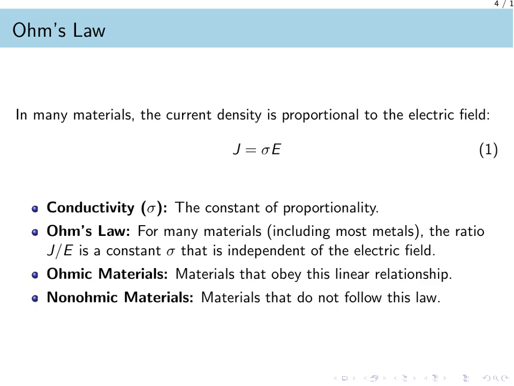of the material. This leads us to Ohm's law, which states that for many materials, including most metals, the ratio of current density to the electric field is a constant value that is entirely independent of the electric field producing the current. Materials that obey this simple linear relationship are called ohmic materials. On the other hand, materials and devices that do not follow this direct proportionality are classified as non-ohmic materials.